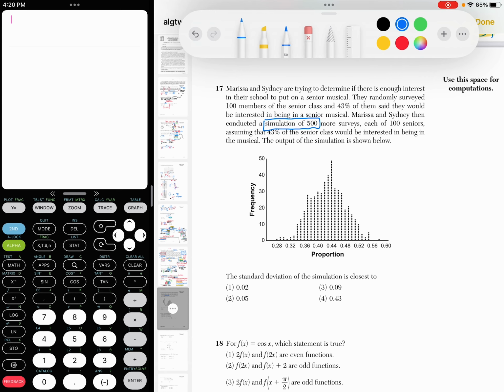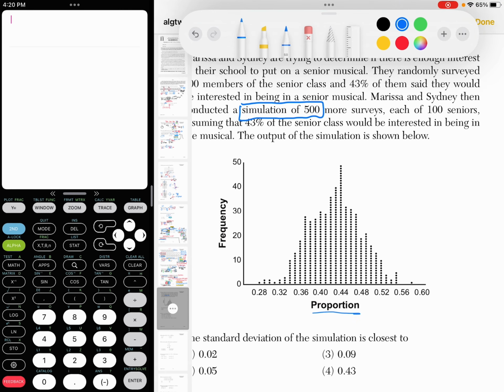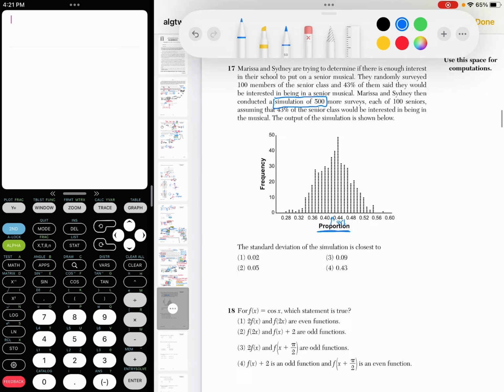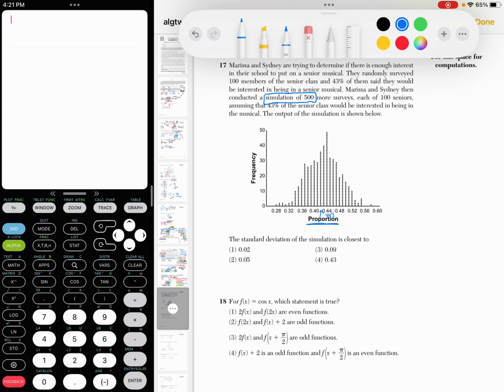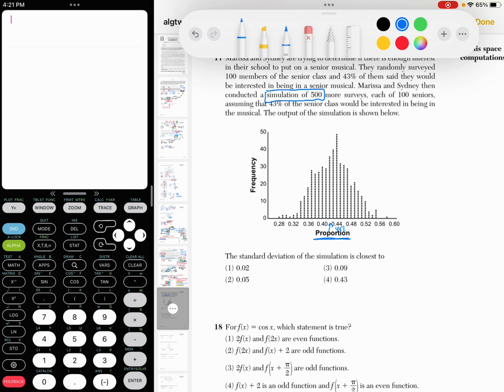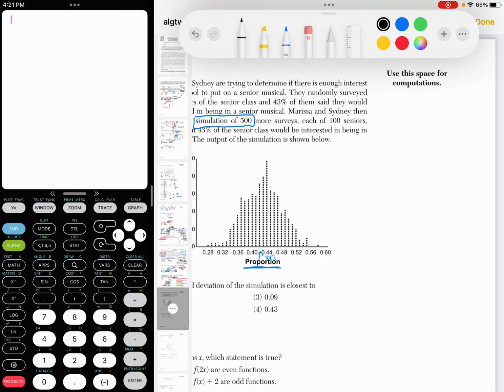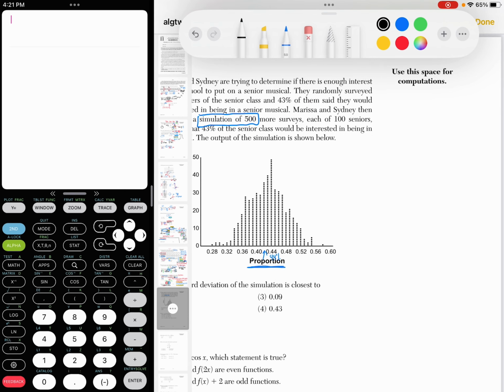The only other difference that I want to point out is the x-axis here is in proportion. So like 0.44 means 44%. So 43% is kind of like right in the middle here, okay? Like 0.43. All right, the question says the standard deviation of the simulation is closest to. So what you guys have to remember about this normal distribution is 95% of your data, like that middle 95, is 2 standard deviations out.